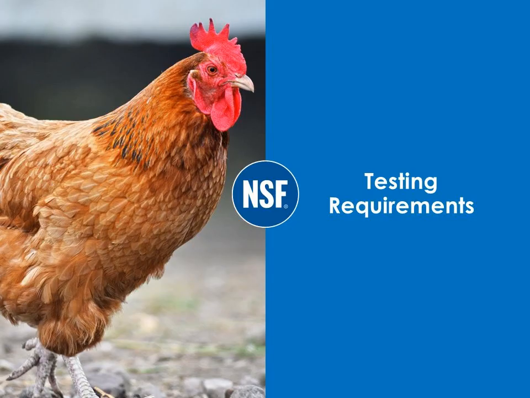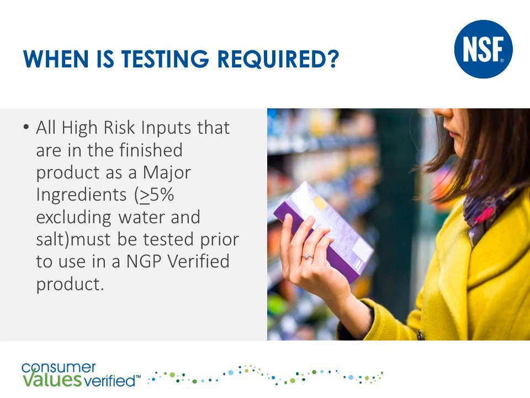So now we'll talk a little bit about testing. So when is testing required? Testing is required on all high-risk inputs that are in the finished product as a major, that's 5% or more in the finished product formula. So we mainly see this for corn, soy, canola, sugar beets, and animal derivatives.